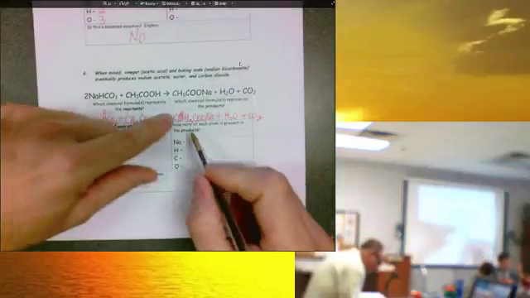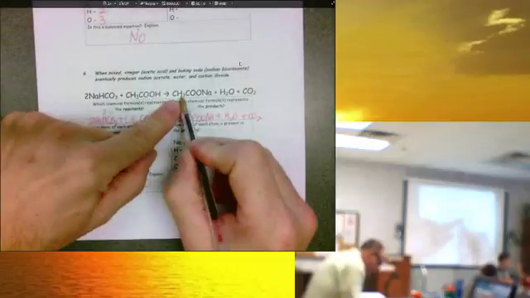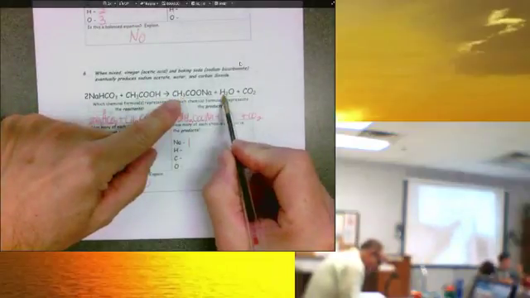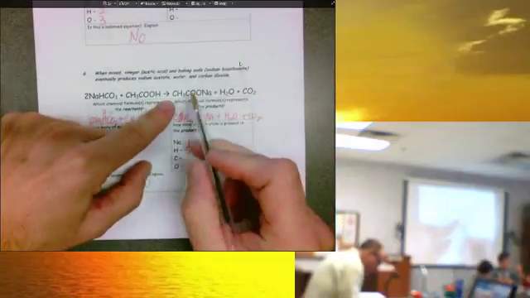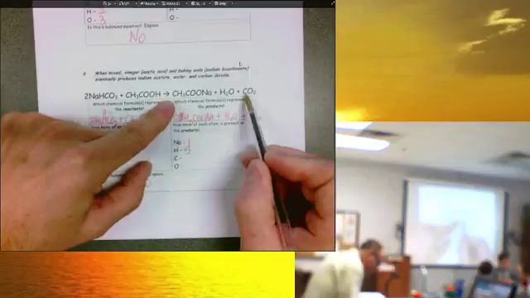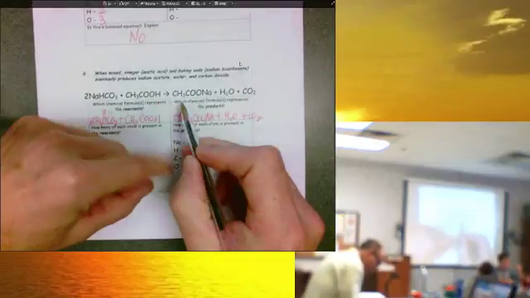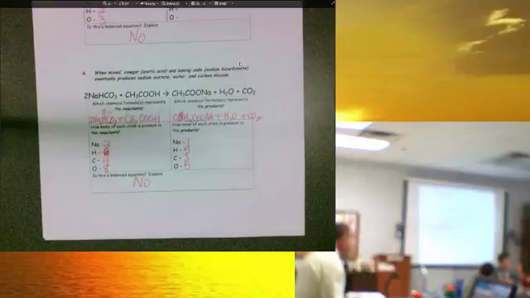Okay, for H's, here's 3, 4, 5. So I think the H's are 5. Carbons, 1, 2, 3. O's, 1, 2, 3, 4, 5. Anybody get anything different? Because I might have made a mistake. Okay, then that was no.